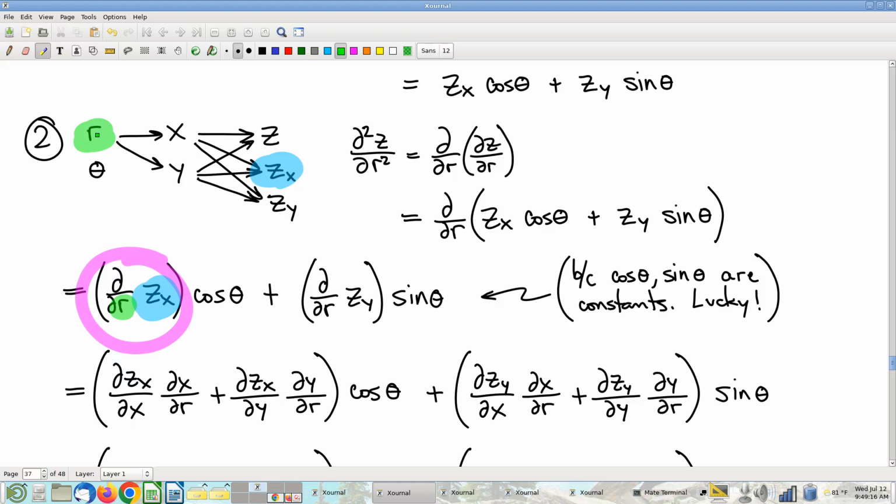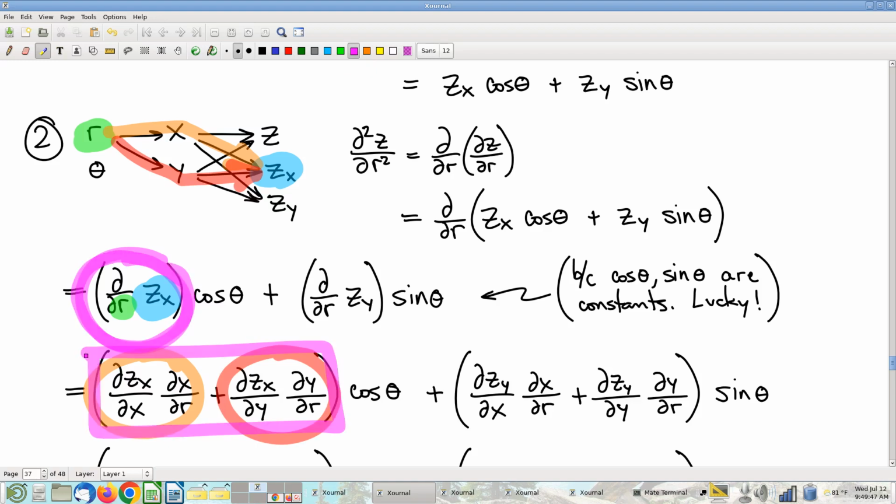How do I compute partial derivatives? What does the chain rule tell me to do? The chain rule tells me to look at the paths between these two variables, and, well, there's what you might call an x path, which gives me an x term, and there is what you might call a y path, which gives me what you might call a y term. And so this partial derivative of zx with respect to r, chain rule, as per this diagram, tells me it's this expression right here. How are we doing? Everybody see what happened? Okay.